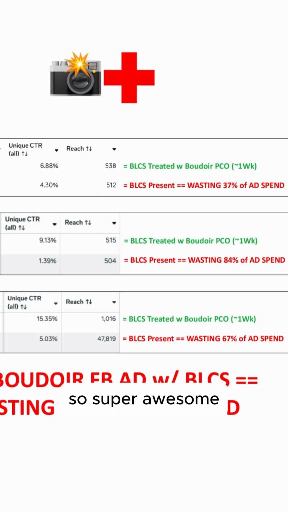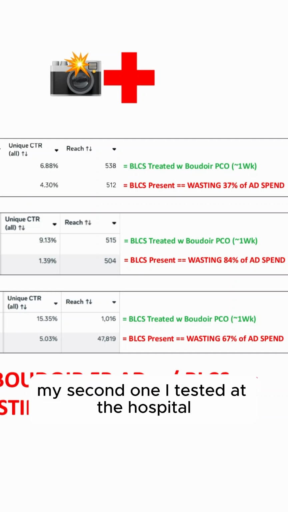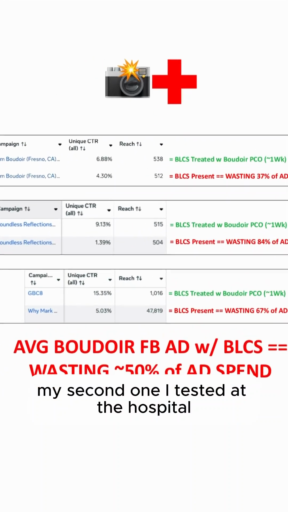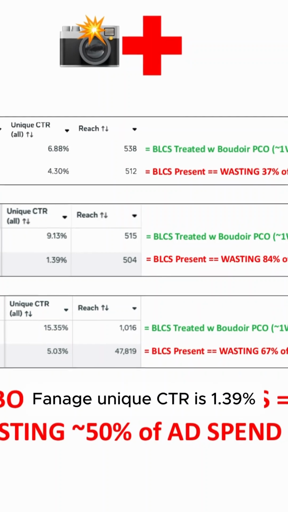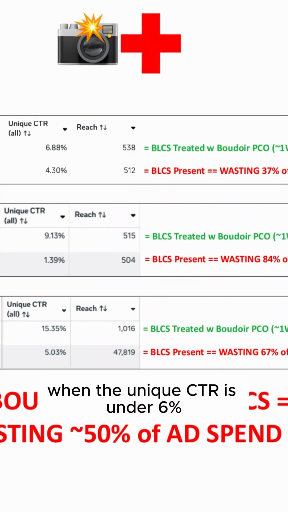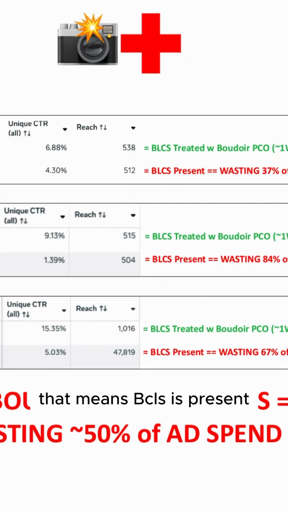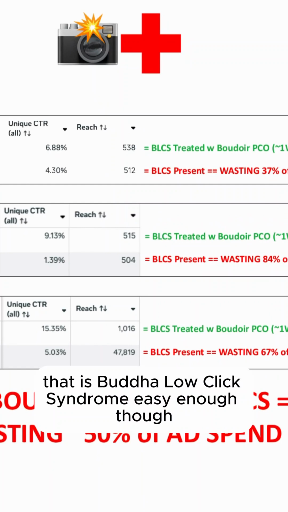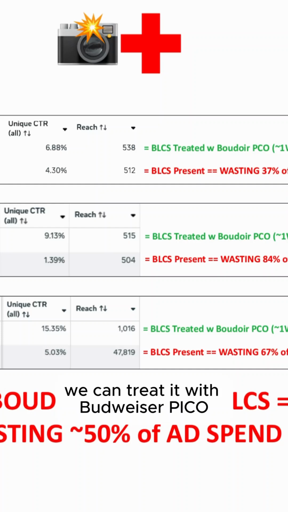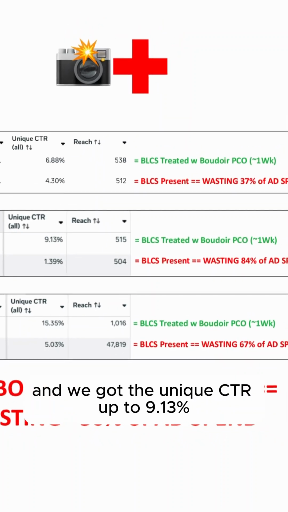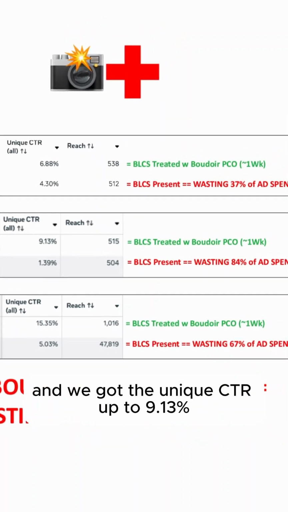So super awesome. Next we have the second one I tested at the hospital, and found out its unique CTR is 1.39%. When the unique CTR is under 6%, that means BLCS is present. That is Boudoir low click syndrome. Easy enough though, we can treat it with Boudoir Pico. It takes about a week. And we got the unique CTR up to 9.13%.